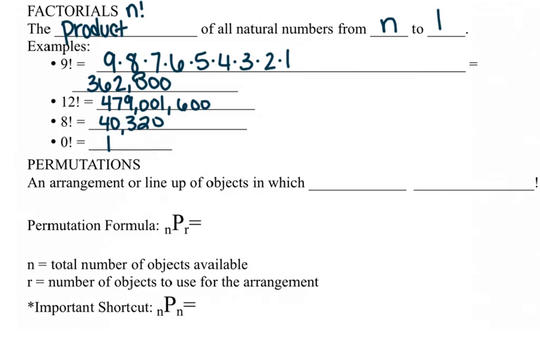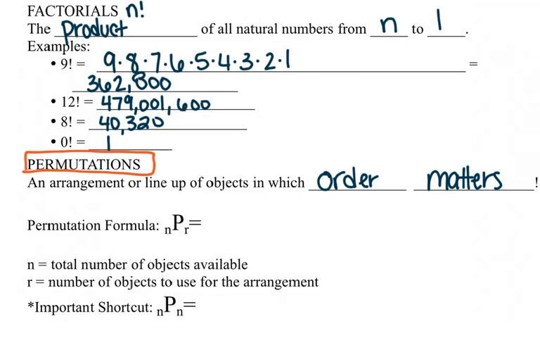Okay, so a permutation. Here's our first vocabulary word. A permutation is an arrangement or lineup of objects in which order matters. So say for instance you were voting for student council. The order is going to be president, then vice president, then secretary. The order is determined. If you were just going to select 4 people to be in a club, then order wouldn't matter.